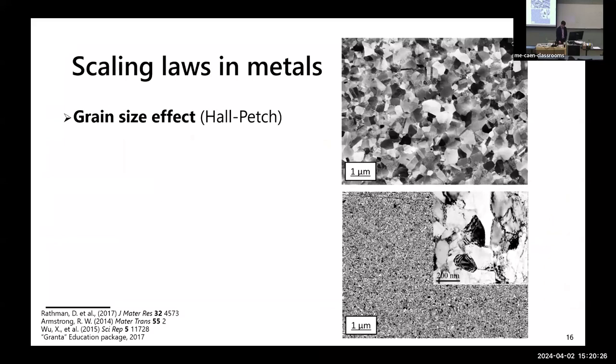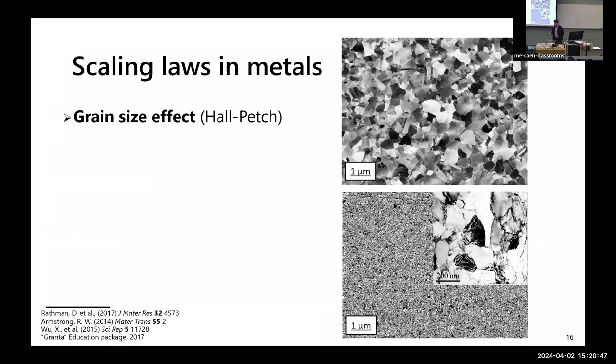Second study, shifting away from 2D materials, is now looking at scaling laws and metals. So just very briefly, and I'm going to do a lot of hand-wavy arguments, which makes me nervous, but I don't have enough time to go through all the details of the mechanics here. One of the fundamental scaling laws that we leverage in the strengthening of metals is the Hall-Petch effect.